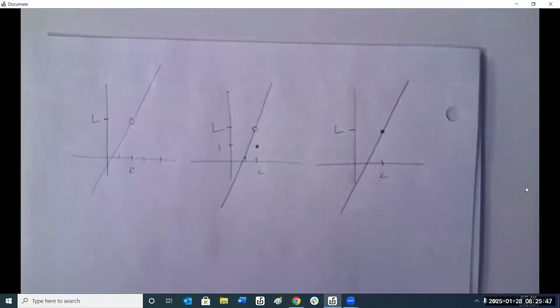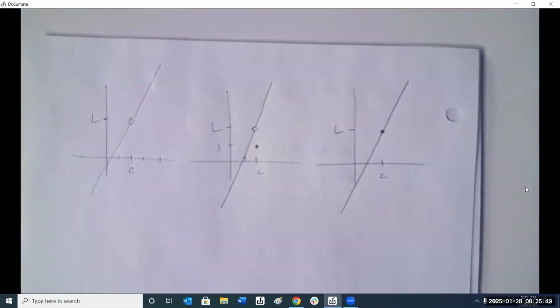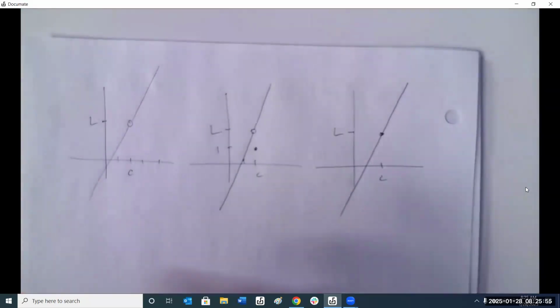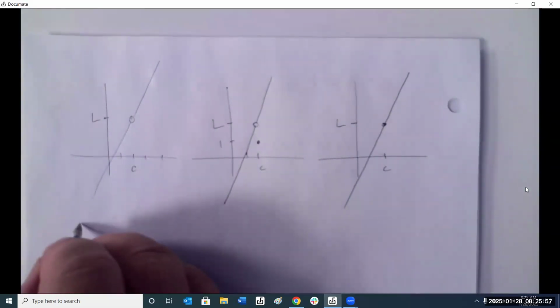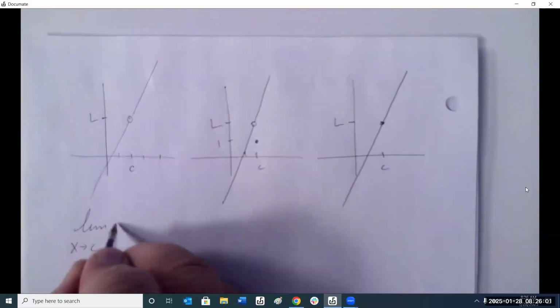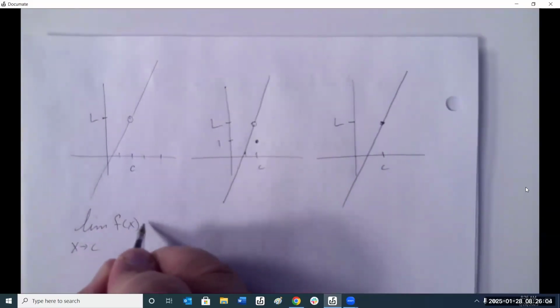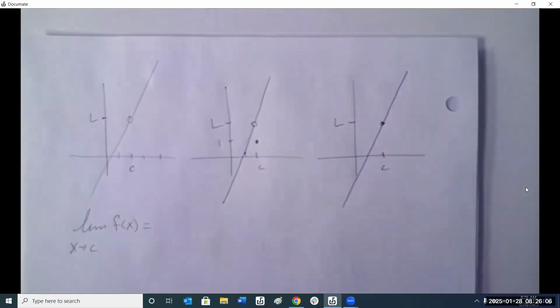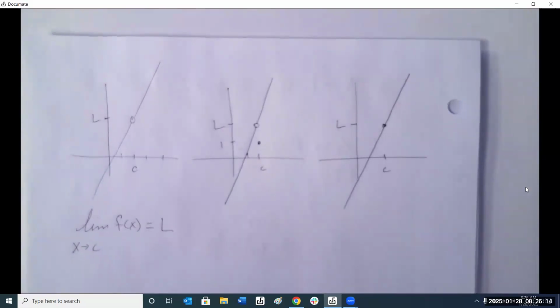Here we have 3 examples that will tell us the same value. So in this one, as x approaches c, what does my function approach? What limit does it approach? No.